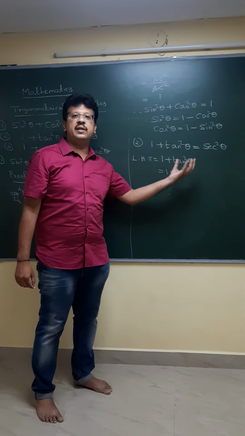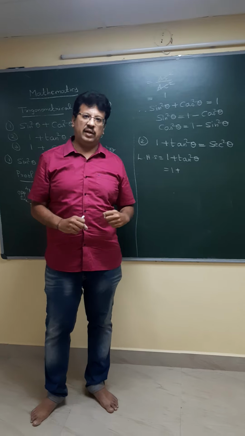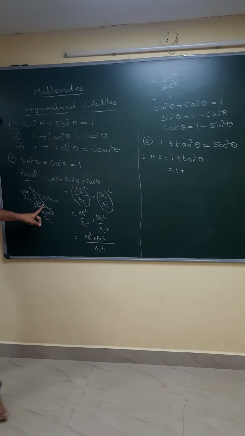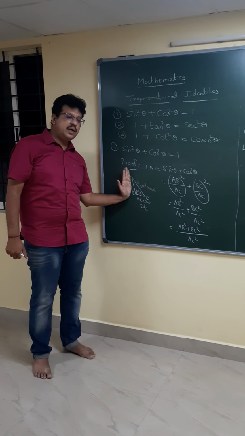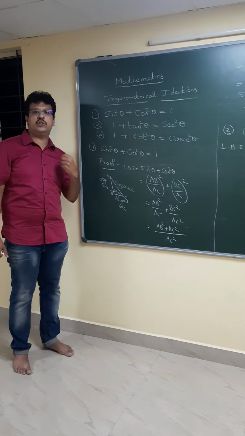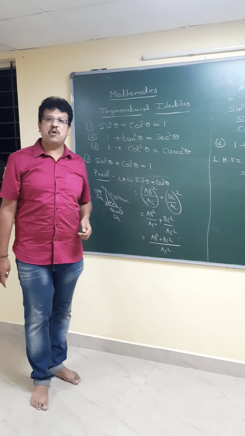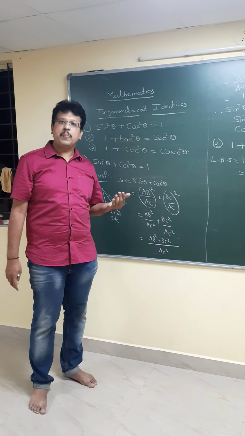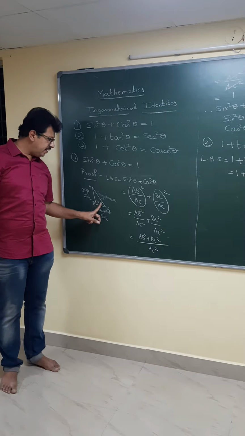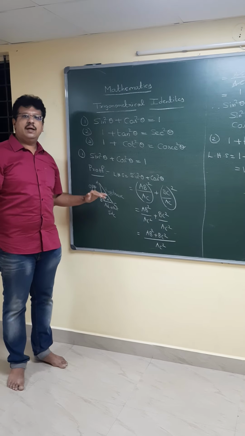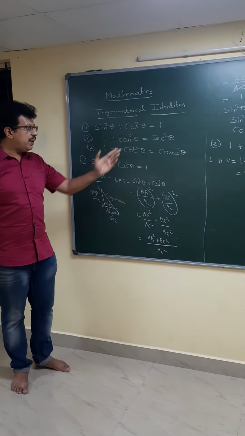We need to find tan theta. Again we need to go back to the definition of tan theta. What does tan theta say here? Tan theta means opposite side by adjacent side. That's the definition. You should be thorough with the definitions of sin theta, cos theta, tan theta. Then only you'll be able to apply. So tan theta means opposite side by adjacent side. Students, I think you understood it. So we'll apply this now.